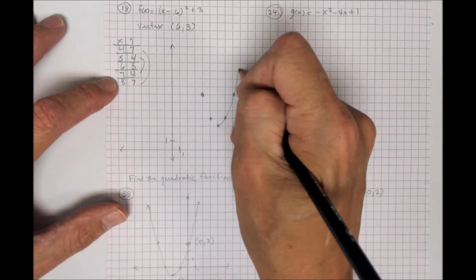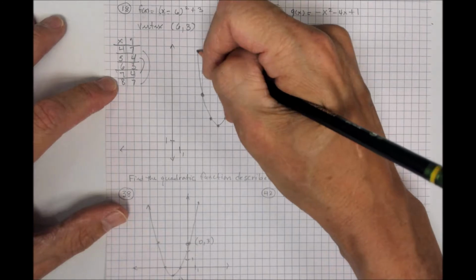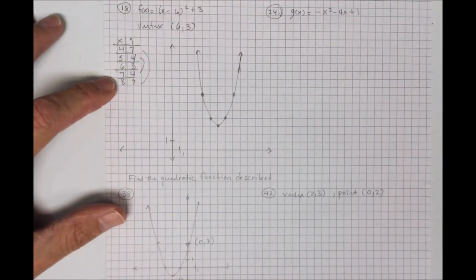Be careful sketching them. Don't get in too much of a hurry, and be careful with your signs when you're doing your arithmetic. I guess I can make that a little bit taller to kind of match up with it. And that's how you graph that one.